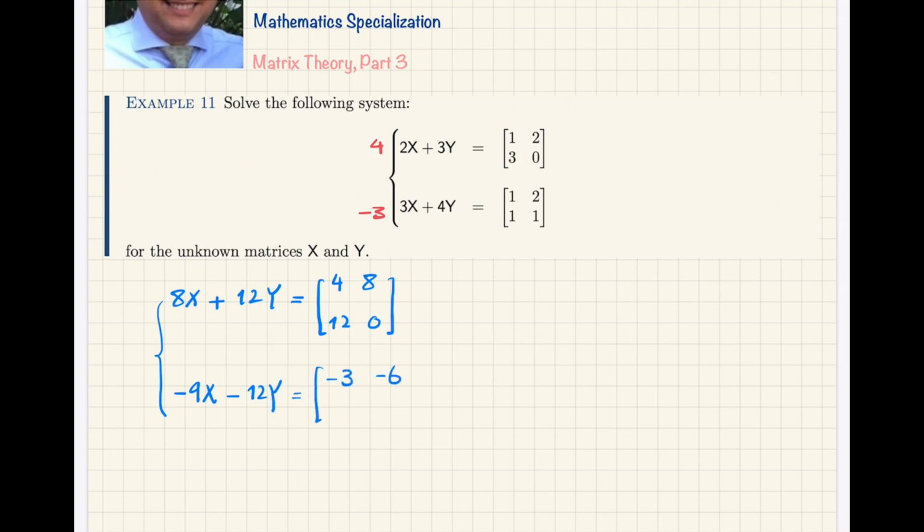Please correct me if you see I'm making mistakes. And then I add these two side by side. This becomes minus x.